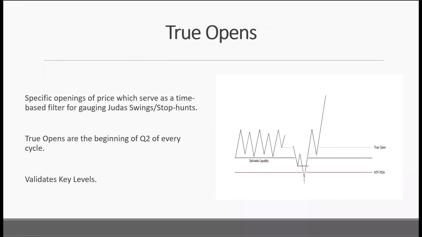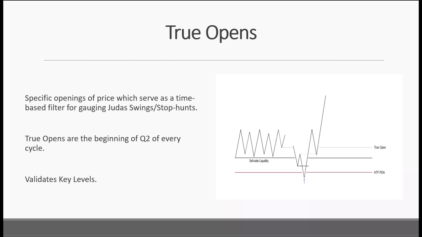Now is where things get interesting. So if you haven't been taking notes, I suggest that you pause the video right now and go grab some note-taking instruments. True opens are the main components of quarterly theory. They are specific openings of price which serve as a time-based filter for gauging Judas swings or stop hunts. True opens are the beginning of Q2 of every cycle.